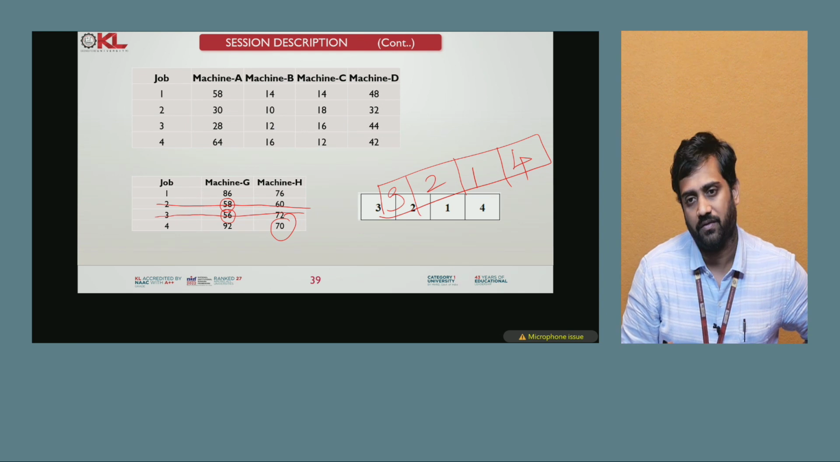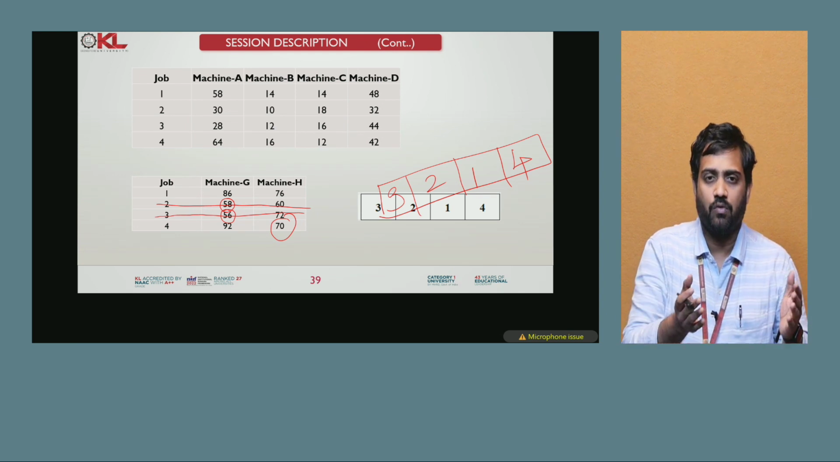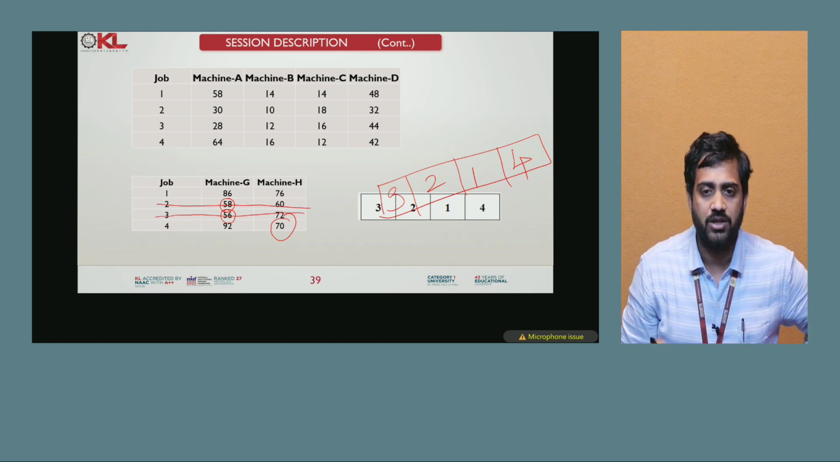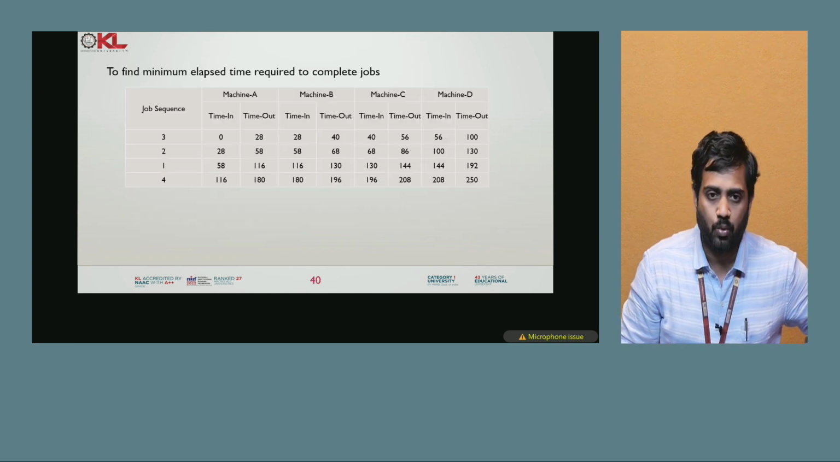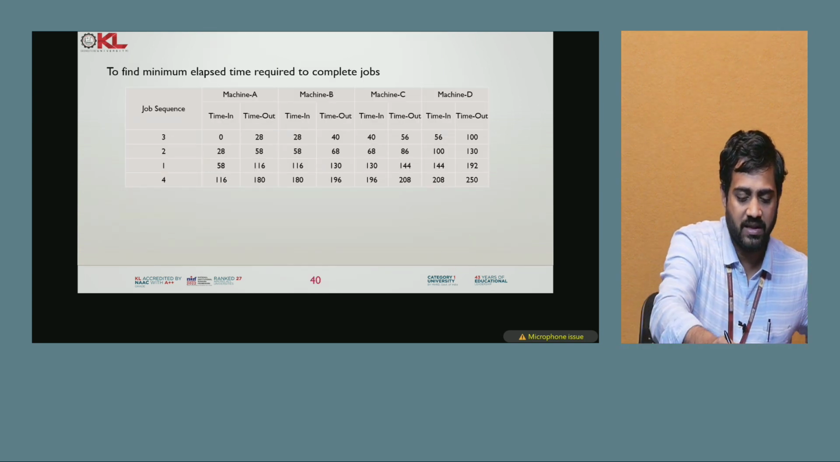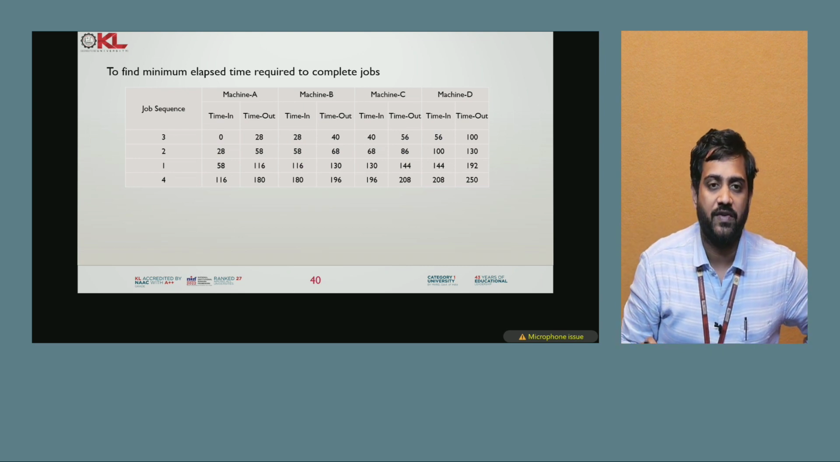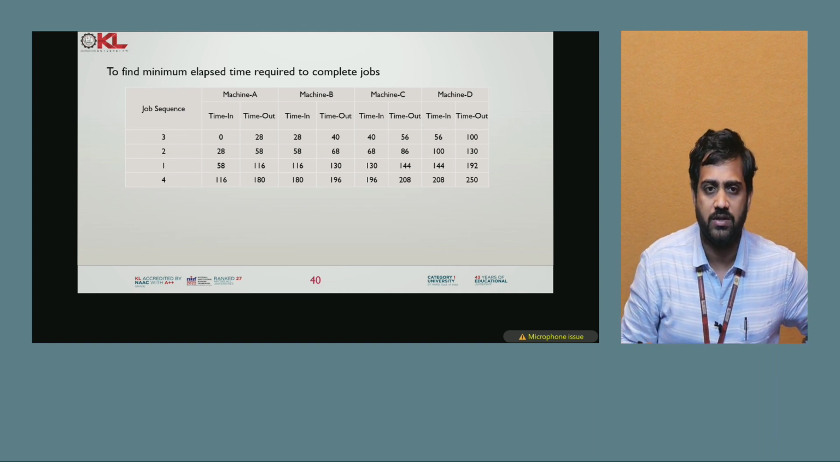3 2 1 4. Now we'll proceed with this 3 2 1 4. Like this, whatever the problem is, we can convert it into a 2 machine problem, then only we can apply Johnson's algorithm. Then you can identify the sequence. So once you know the sequence, see the sequence I wrote here. Now we have 4 machines. Whatever process we used earlier, the same process can be applied for 4 or m number of machines also.